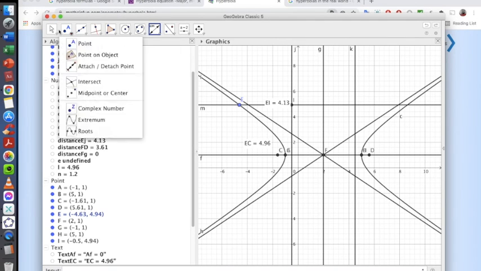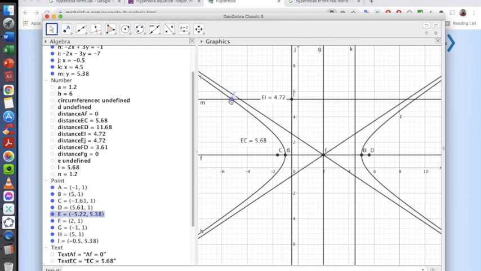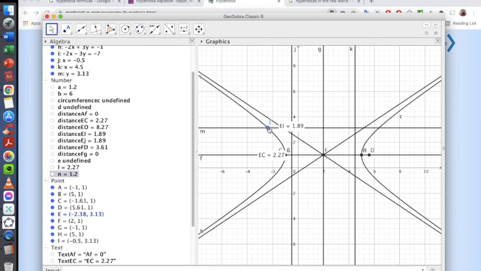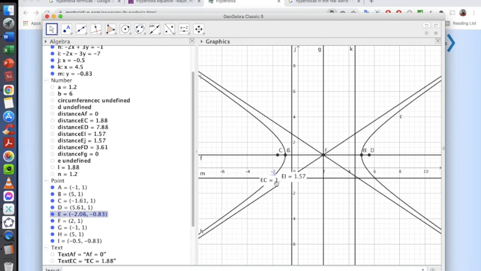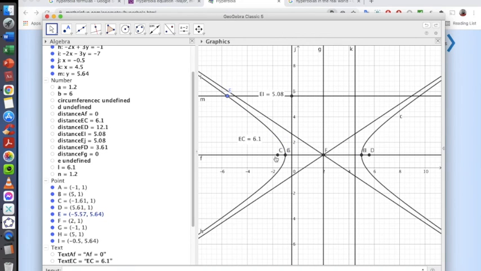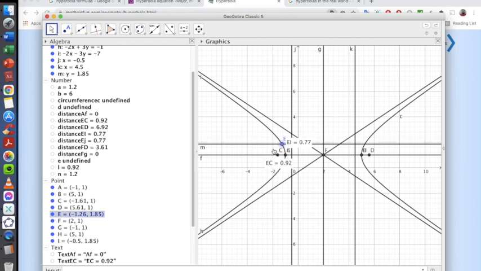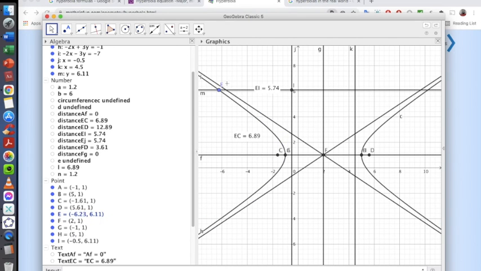Go back here to the pointer, move stuff around, and we see that EI and EC, the distances, change, but the ratio n over here stays the same. So as advertised, to phrase this properly, the difference between the segments from any point on the hyperbola to each of the foci is always the same, and the ratio of the distance between the point and the directrix and the point and the focus always remains the same. So these are slightly different than what we saw with parabolas, but following that same basic trend since they are conics.